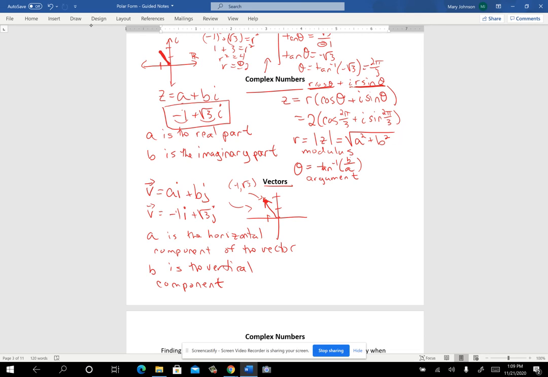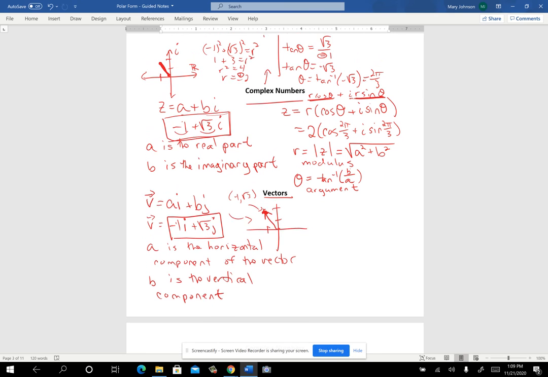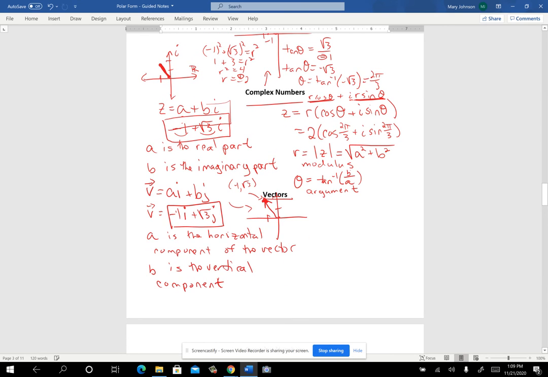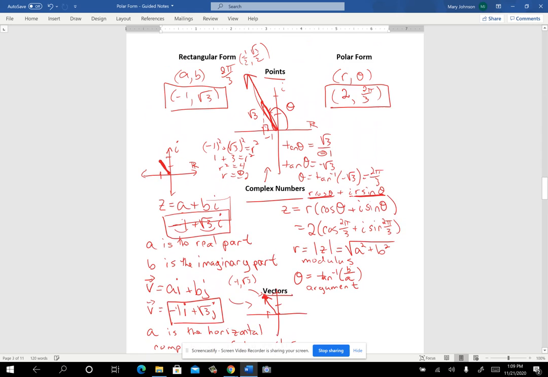And see how basically it's just that point, -1, square root of 3. It's just written in a different form. So I kind of want you to see that this is the vector. This is the complex number. Okay. And then here is the point. And they're all very closely related, aren't they? Okay. All right.